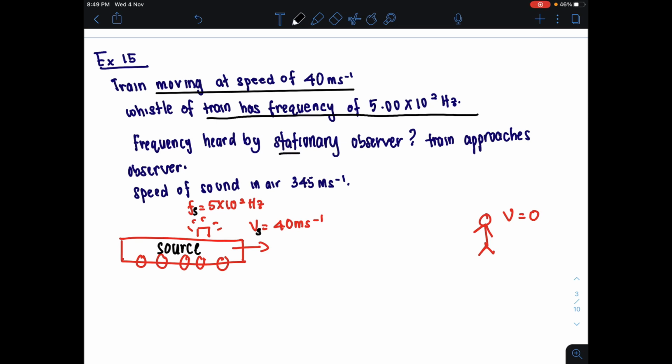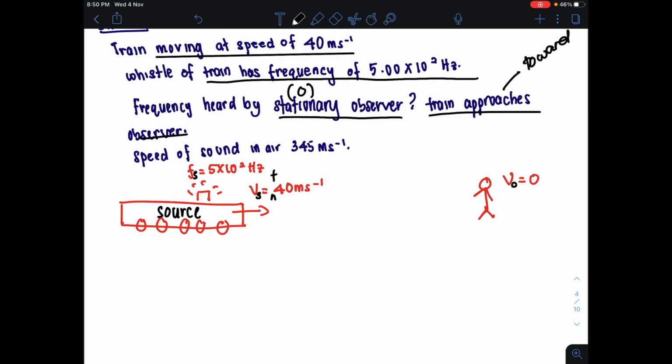And then, kita ada stationary observer. So, the observer is not moving. So, the observer is stationary. So, V0 sama dengan kosong. Okay, remember saya cakap bila kita tengok perkataan observer, stationary, kita terus jadikan dia kosong. So, siapa yang stationary? Observer. So, V0 kita kosong sekarang. Dia kata train approaches the observer. Maksud approach dekat sini adalah moving towards. Okay, so the train is moving towards the observer. So, source kita sekarang akan ada positif 40 meter per second. And then speed of sound in air adalah 345.